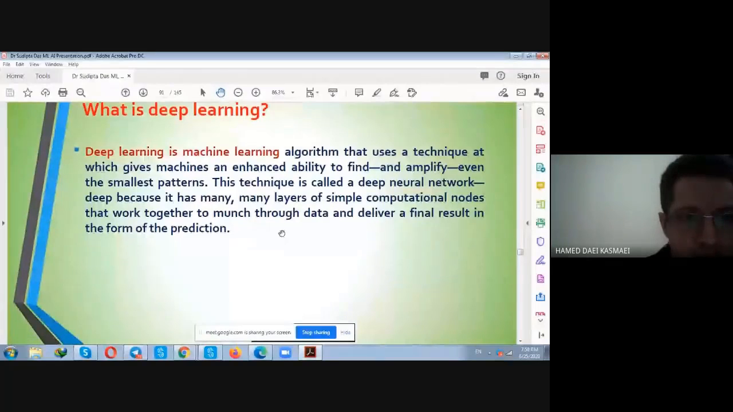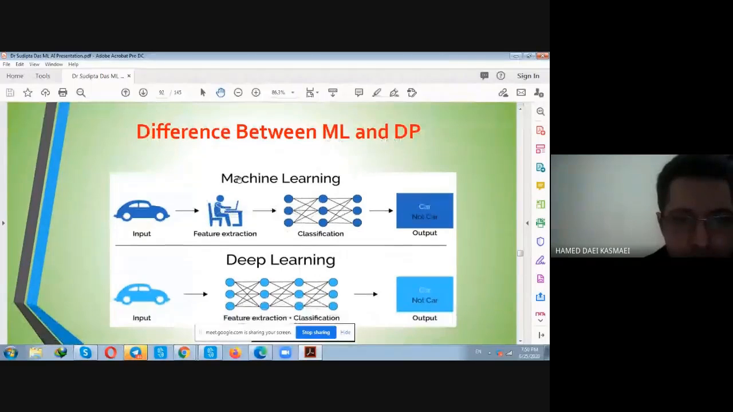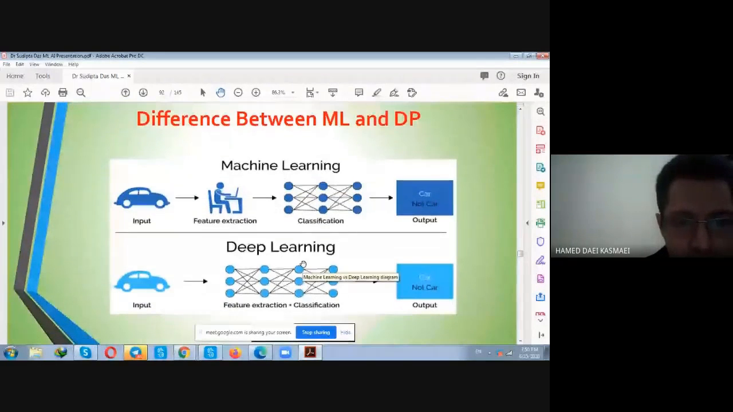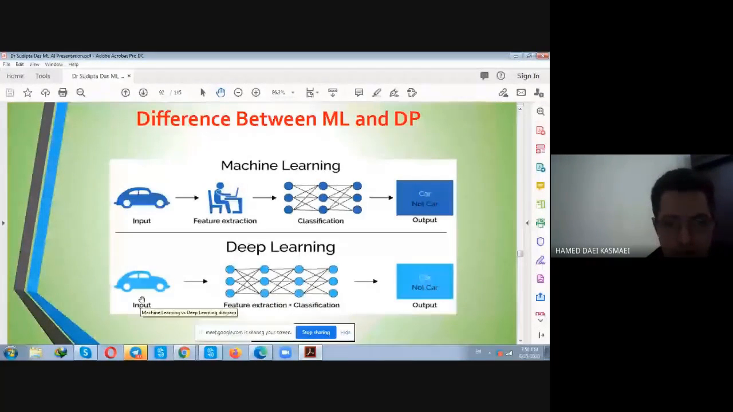Okay, so we have this difference between machine learning and deep learning. You will see machine learning here and deep learning. In machine learning, you have input, feature extraction, which I will explain, then classification that you know, and the output, for example, car or not car. In deep learning, we have feature extraction plus classification done together in one process. Input, feature extraction plus classification, and output again, car or not car. So what are the differences?